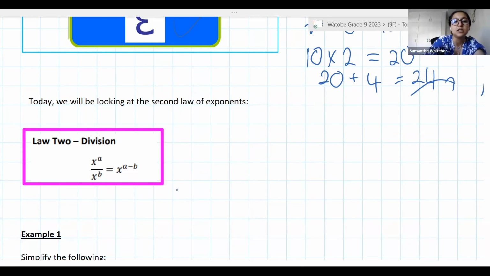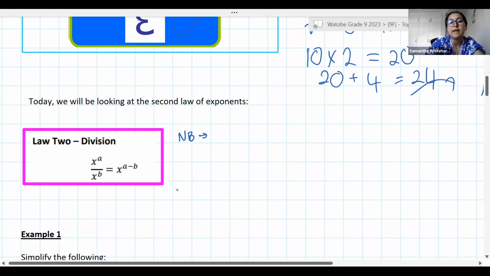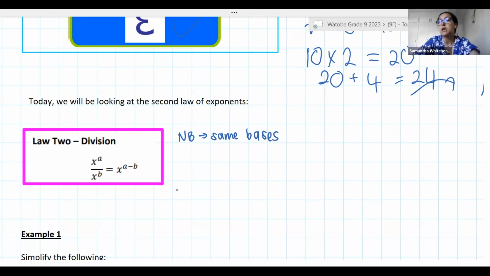exponents. Now, guys, remember, it is so important that we are working with the same bases here. If you work with two different bases, you are not mathematically doing the correct operation or the correct order of work. And so you're going to get a weird answer. So our division law says to us that we should subtract our exponents.